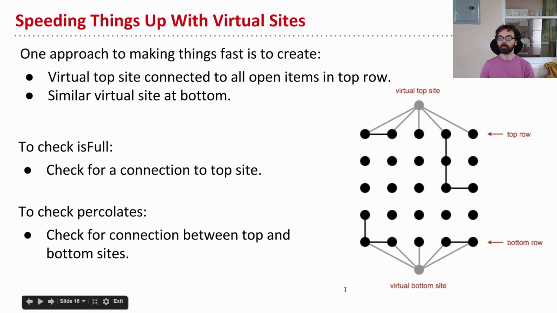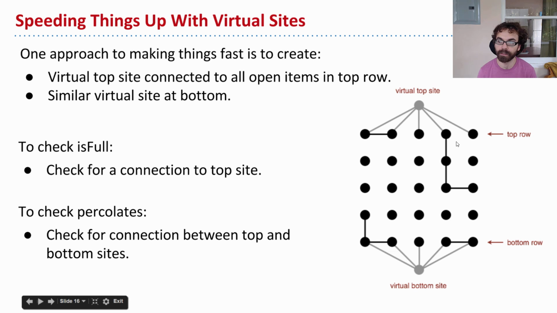Why is this useful? Well, if the virtual top site is connected to all of these, then if I ever want to know if something's full, I just ask, is there a connection from here up to that virtual top site? Likewise, if I want to check whether the system percolates, rather than checking each of these pairs, is this connected to this, is this connected to this, and so forth, we could just ask, is the virtual bottom site connected to the virtual top site? This idea makes things much faster because we only have to do one connected operation in order to determine is full or percolates.